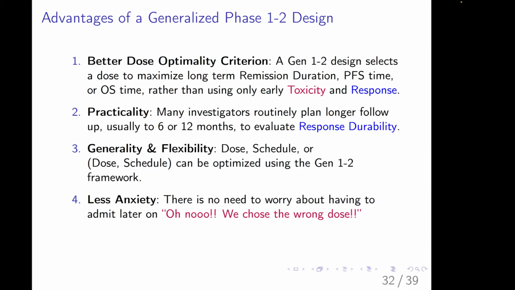It's very general and flexible. You can look at dose and schedule. You can do whatever you like. You've got less anxiety. There's no need to worry about having to admit, oh no, we chose the wrong dose. So I think this is an advance over what we typically do if we do phase 1-2. And if you go all the way back to 3+3, those people are basically in the Stone Age.